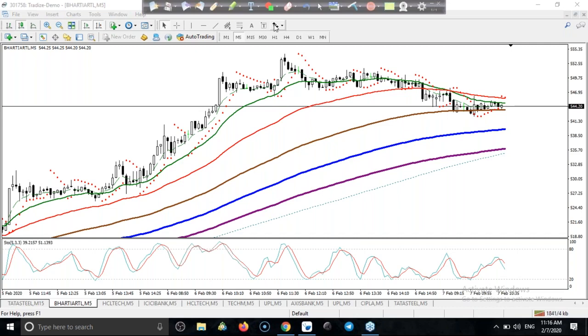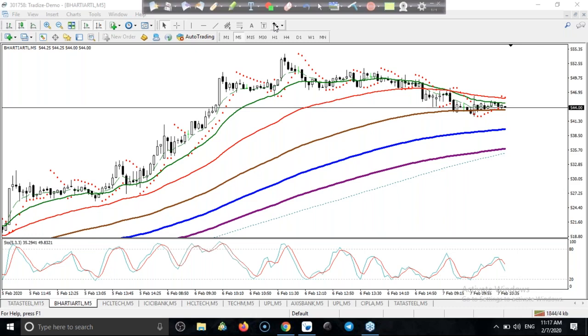So I think you're clear, right? How I'm picking the stocks for intraday, right? We have seen there are 9 to 10 stocks. They're running clearly in uptrend or downtrend. All right. So now we are ready for this market.